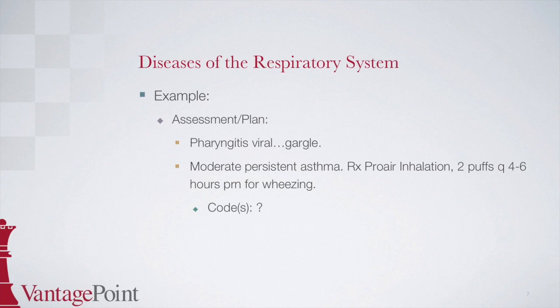Now I'd like to try an asthma example. The assessment plan states pharyngitis, viral, gargle, moderate persistent asthma. Treat with ProAir inhalation, 2 puffs every 4 to 6 hours as needed for wheezing. We actually took this from a real note, and the bold words were what needed to be added to make the documentation ready for ICD-10. So how would you code this? Please pause the webinar to complete this example and then hit play to continue and learn the answer.